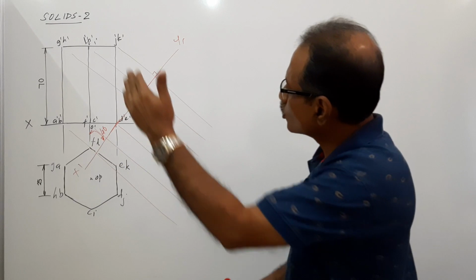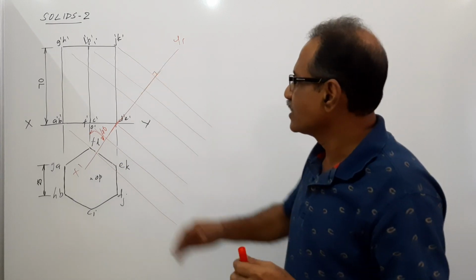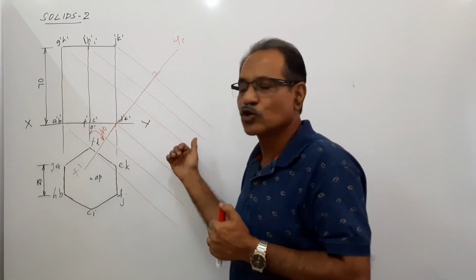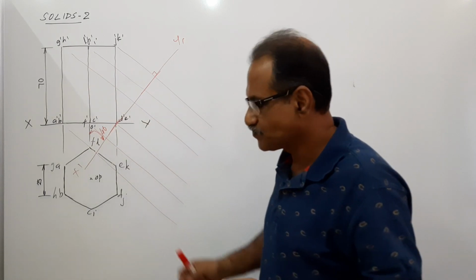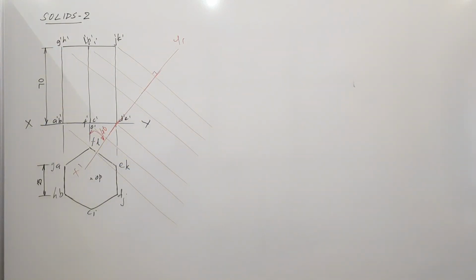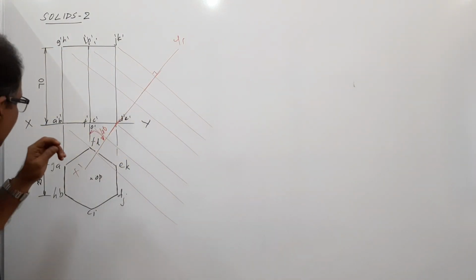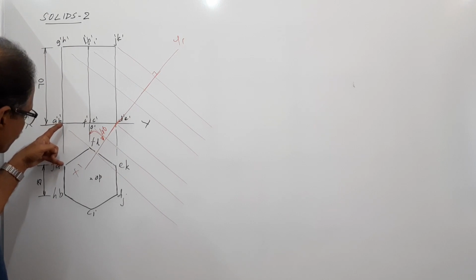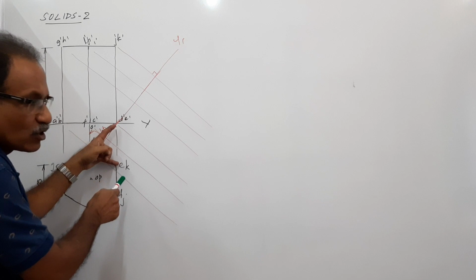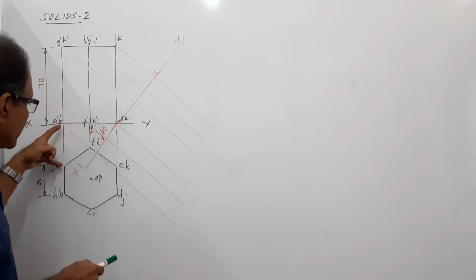Okay. Now draw projectors through all the points in the elevation. This elevation you are going to keep, and you are going to draw a new plan here. What you do is, after drawing all these projectors, see A is this much below XY. Not only A, G also, E and K also. 4 points are this much below XY.